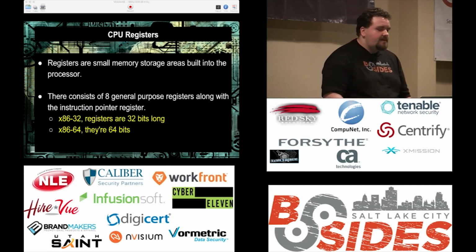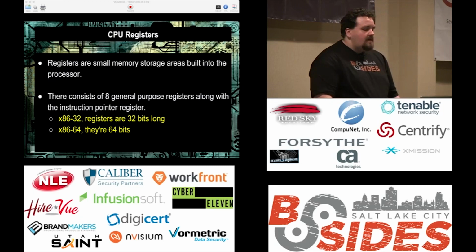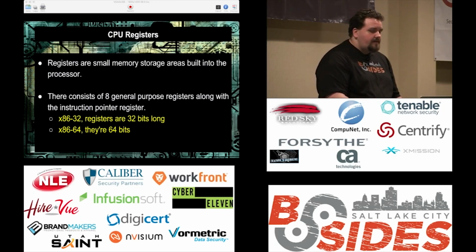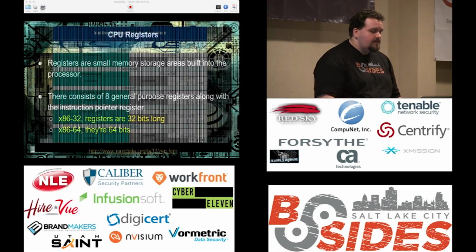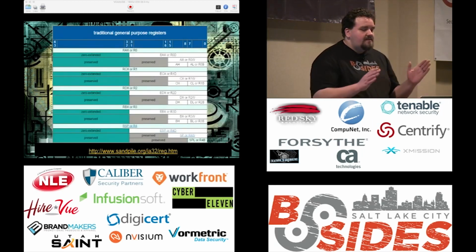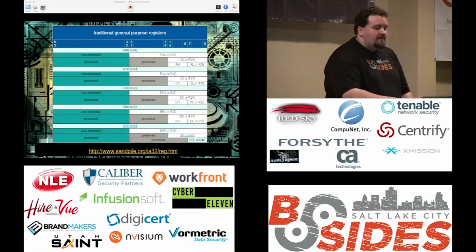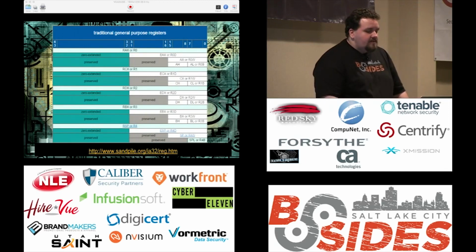Like we said, 32-bit registers are 32 bits long, and on 64-bit machines they're 64 bits. So this is just to show you the sizes of each register. The R is a 64-bit version. So we have EAX as the 32-bit, and then we can also see references to the lower versions of memory, like AH and AL here.